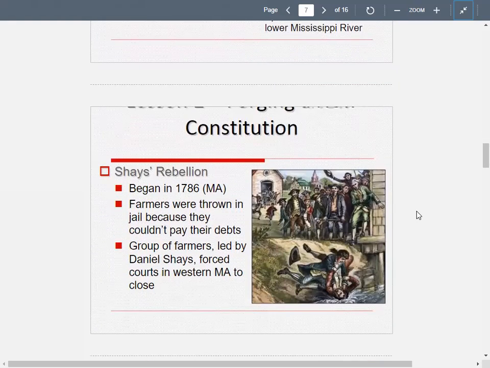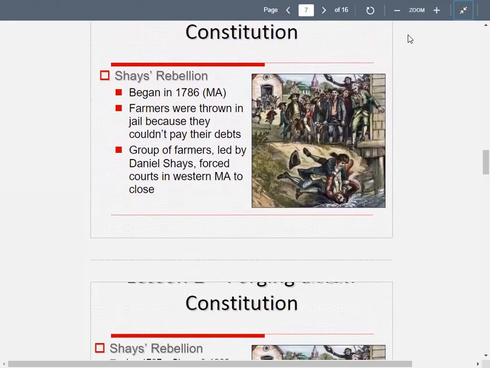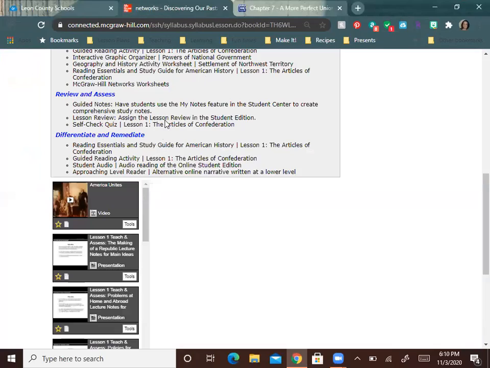Then we had Shays' Rebellion. This began in 1786 in Massachusetts. Farmers were thrown in jail because they couldn't pay their debts. A group of farmers, led by Daniel Shays, forced courts in western Massachusetts to close. So there's a video about this.